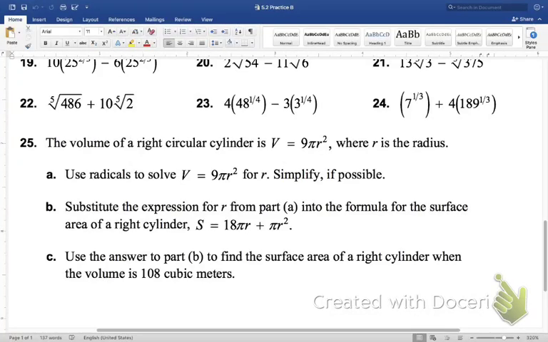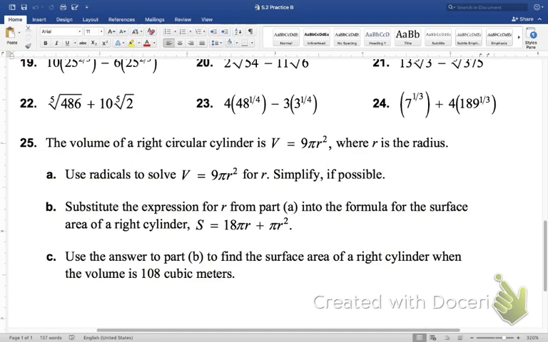All right, on 25 it says the volume of a right cylinder or right circular cylinder is V equal to 9 pi r squared, where r is the radius. So it says use radicals to solve V equals, or the volume equal to 9 pi r squared for r. So basically I'm going to isolate r by itself.